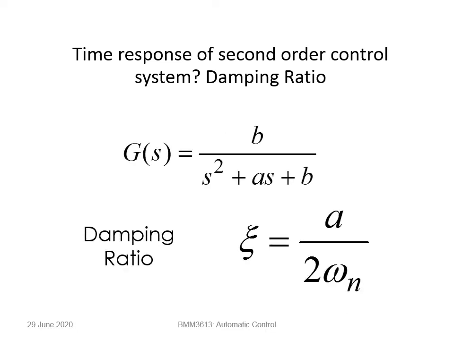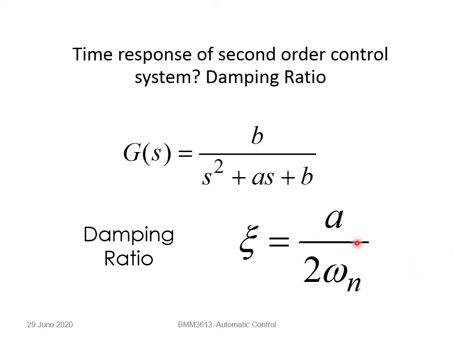So now let's see how we calculate. After having looked into the definition of the damping ratio, how do we calculate its value? Again, if we have the second order time response written in this general form of b over s squared plus as plus b, and you want to identify the damping ratio, the damping ratio is the rate of decay. Just now we've seen that the rate of decay is the component in the middle here, as. So it's a divided by the frequency.